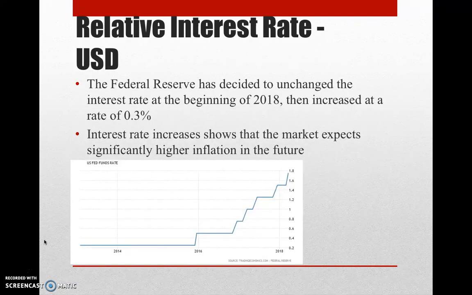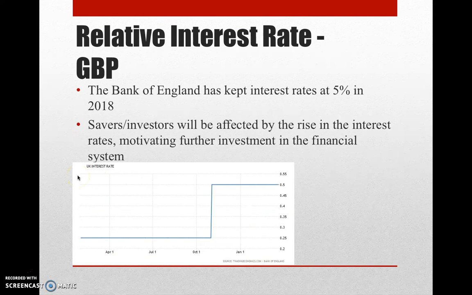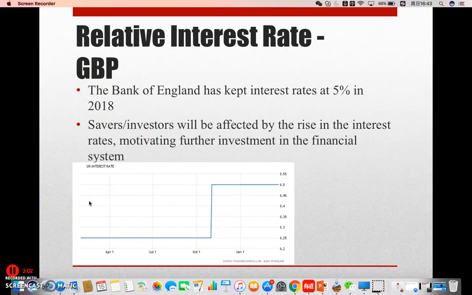As the picture shows, the Federal Reserve decided to leave the interest rate unchanged at the beginning of 2018, then increased the rate by 0.3%. An interest rate increase shows that the whole market has a higher expectation of inflation in the future. The Bank of England has kept the interest rate at 5% in 2018. Savers or investors will be affected by the rise in the interest rate, motivating further investment in the financial system.